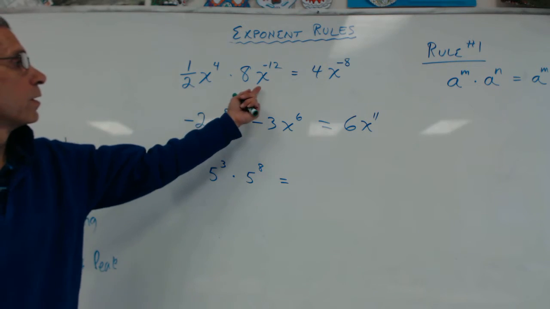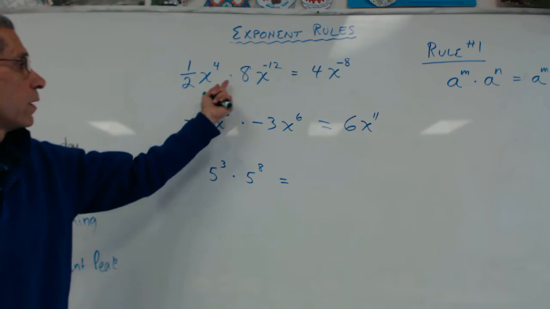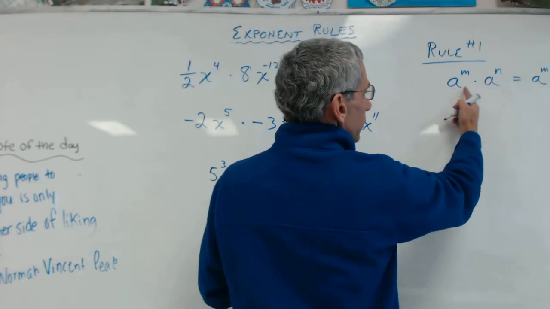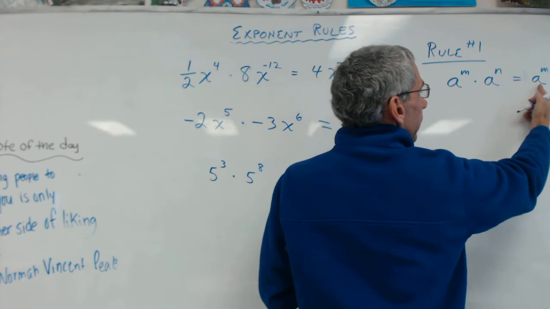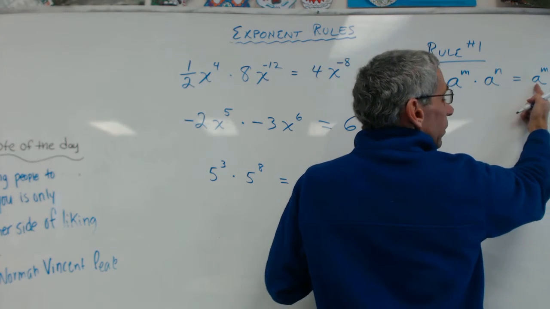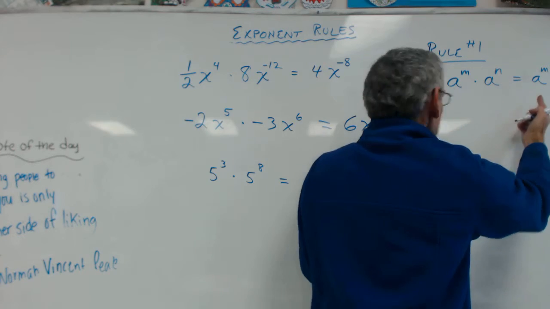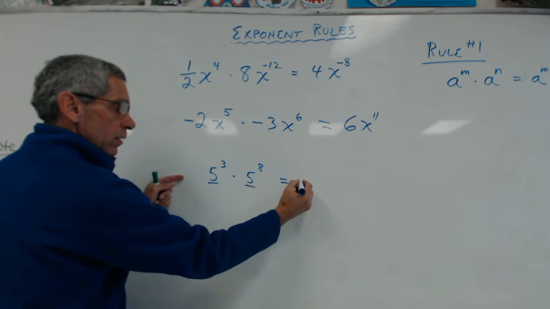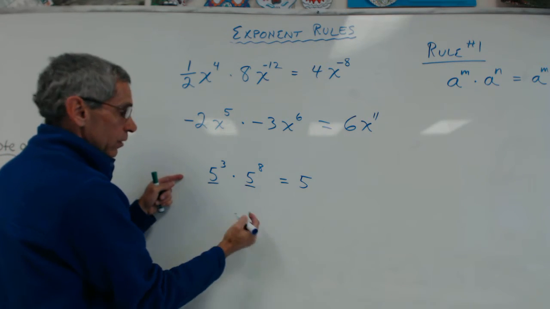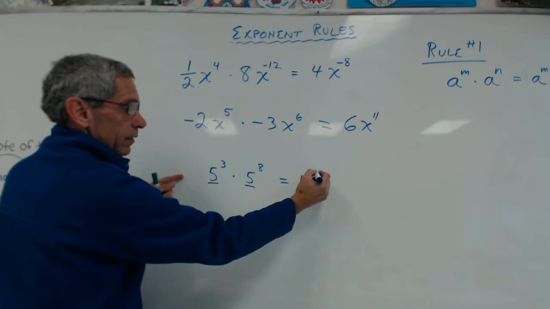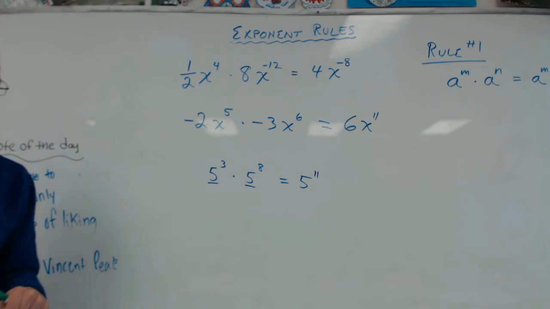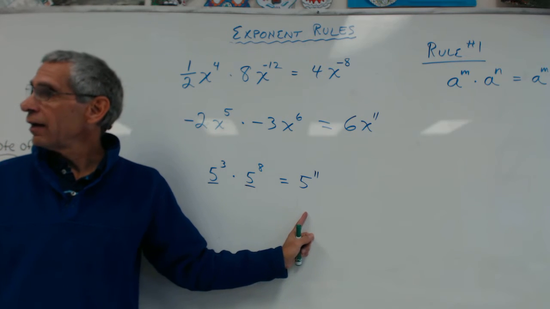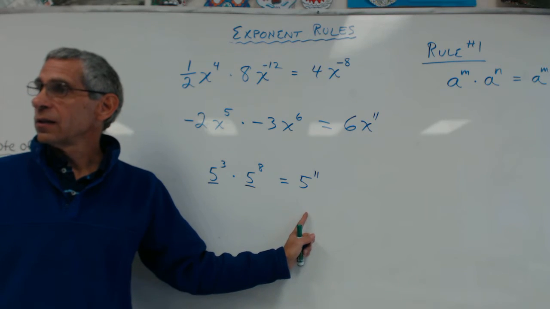What was the base in the earlier problems? It was x. What did I do to the x? I wrote the x in the answer. The base is in the answer. So 5 to the 3rd times 5 to the 8th: 5 is my base, so I have to write 5 as my answer. And then 3 plus 8 is 11. So it's 5 to the 11th.